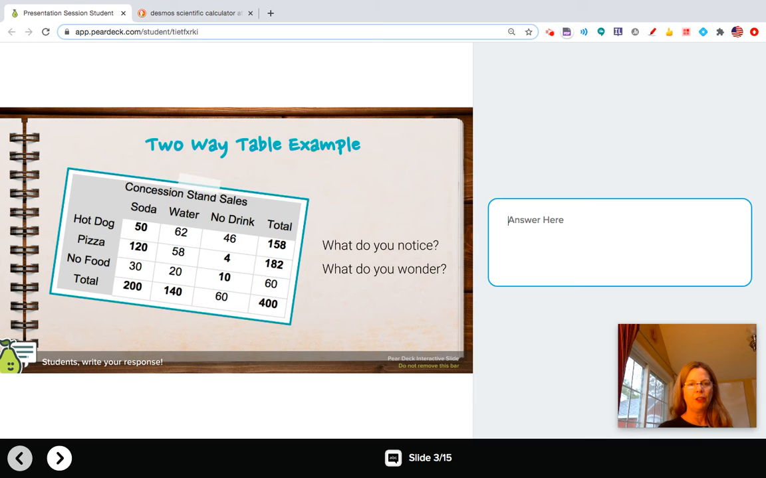So we have given you an example of a two-way table here. And I want you to look over what this table is measuring and what the numbers might be reflecting. And then answer the question, what do you notice about this two-way table? And what do you wonder? And you can type your answer right into the text area.